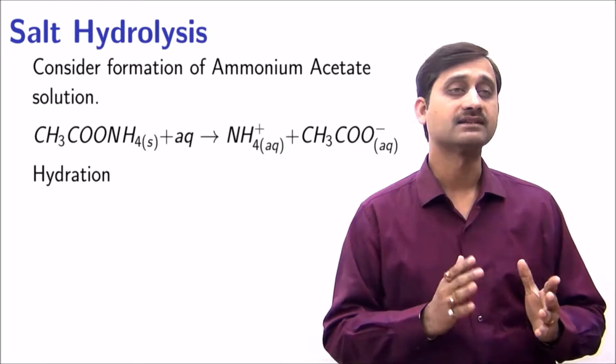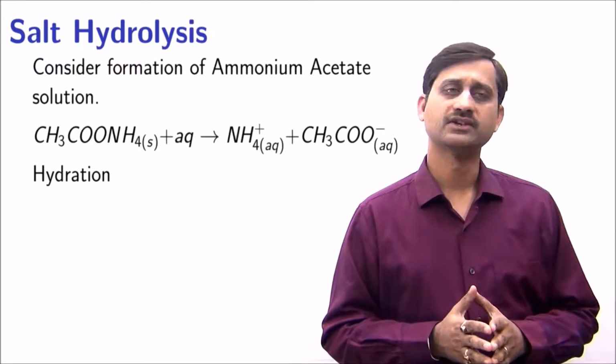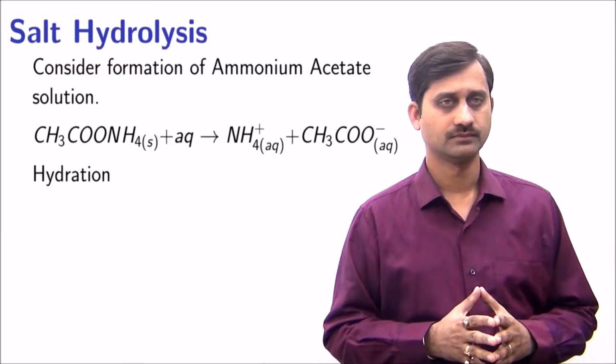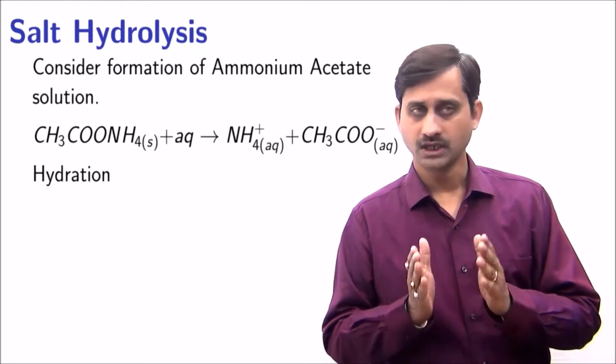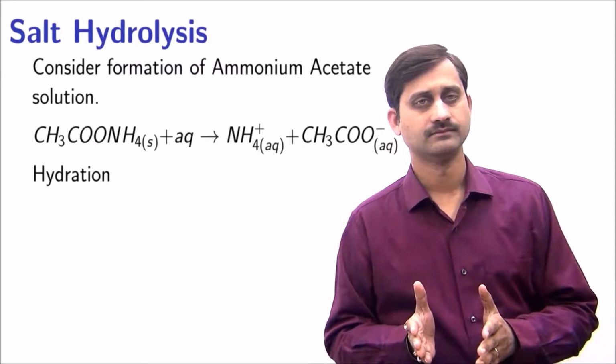Let's have the salt of a weak acid and a weak base as the final example. Consider the formation of ammonium acetate solution. Ammonium acetate also is a very soluble salt capable of forming much concentrated solution. It's a salt, hence a strong electrolyte. In water, it dissociates to give ammonium and acetate ion.